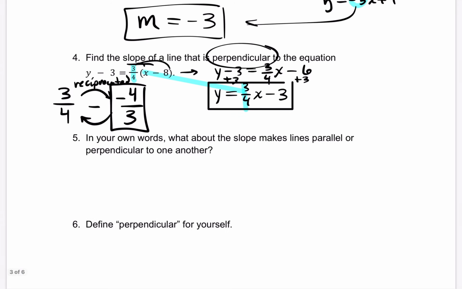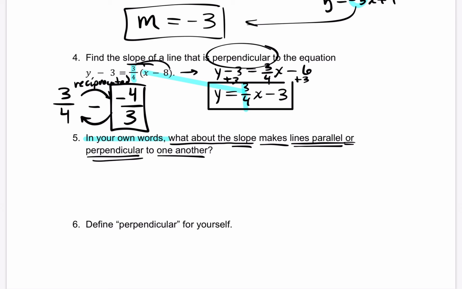So down here, it says, in your own words, what about the slope makes lines parallel or perpendicular to one another? Now, look what this says. This says, in your own words. So if I write something here, and you write exactly what I write, you are not understanding the question. You're not doing the right thing, right? I really want you to think about this and what this means and write this down for yourself. But I'm going to give you an example of something similar so you can see if you're right in your own answer. It says, what about the slope makes lines parallel or perpendicular to one another?